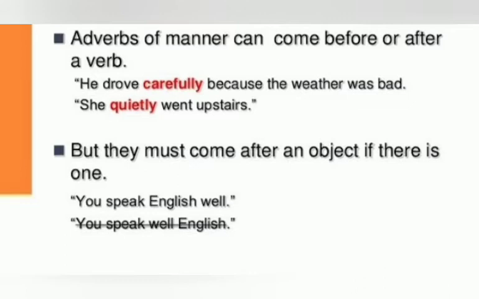Now what is the verb here in this sentence? Speak. Okay? And after speak, what follows? English. English here is the object. And well here is the adverb of manner. So if there is an object in a sentence, the adverbs of manner must come after the object. So in this sentence, "you speak English well," speak is the verb, right? English is the object. And just after the object, we have well, that is the adverb of manner.